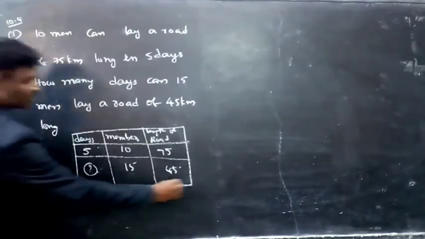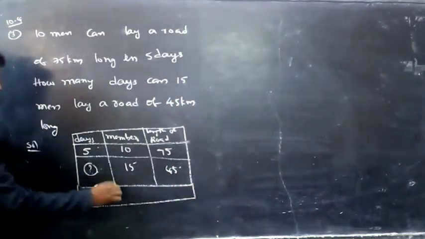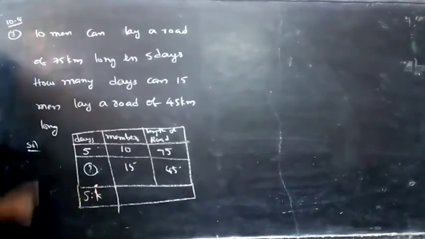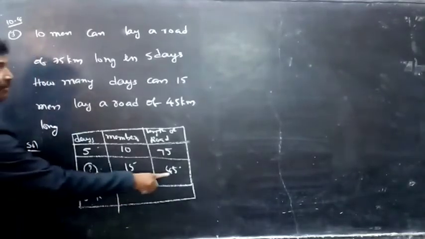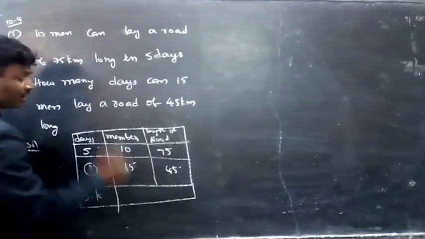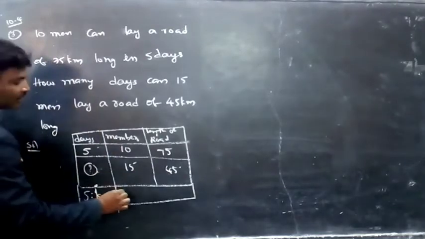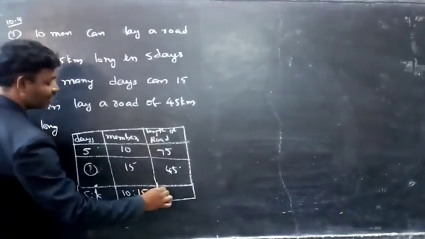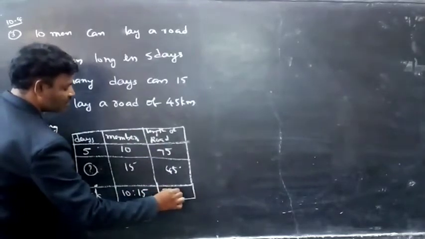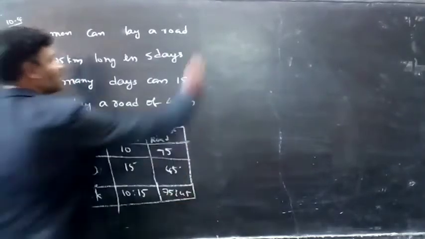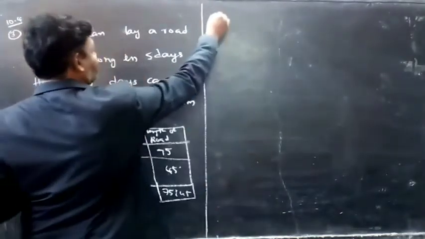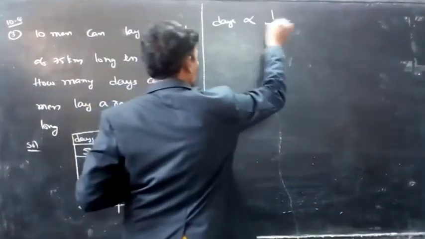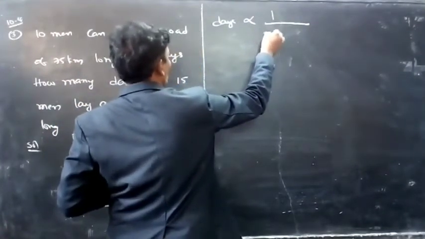Now ratios. What is the ratio of the days? 5 is to K. Let K days be required to complete the 45 kilometer road with 15 members. Then the ratio of the members is 10 is to 15, and the ratio of the length of the road is 75 is to 45. Now see here, days are always inversely proportional to members.